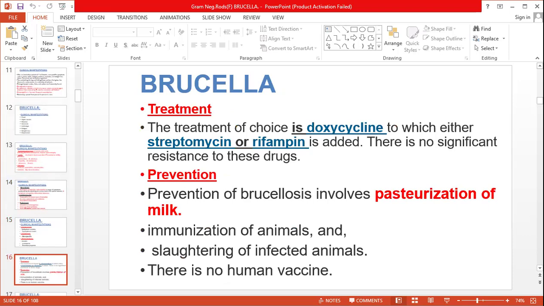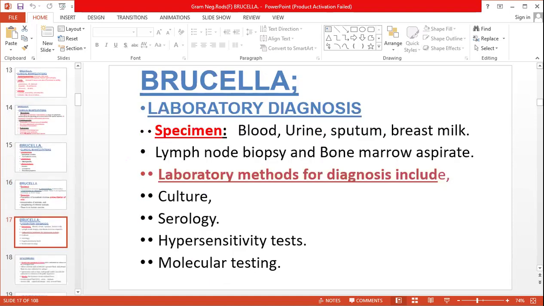In the treatment, doxycycline with streptomycin or rifampicin is added. Prevention is pasteurization of the milk, immunization of the animals, and slaughtering of the infected animals. There is no human vaccine.